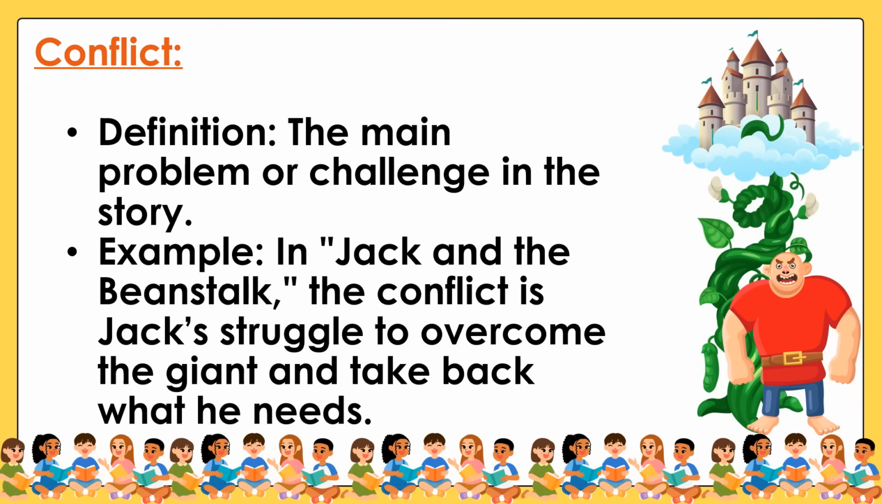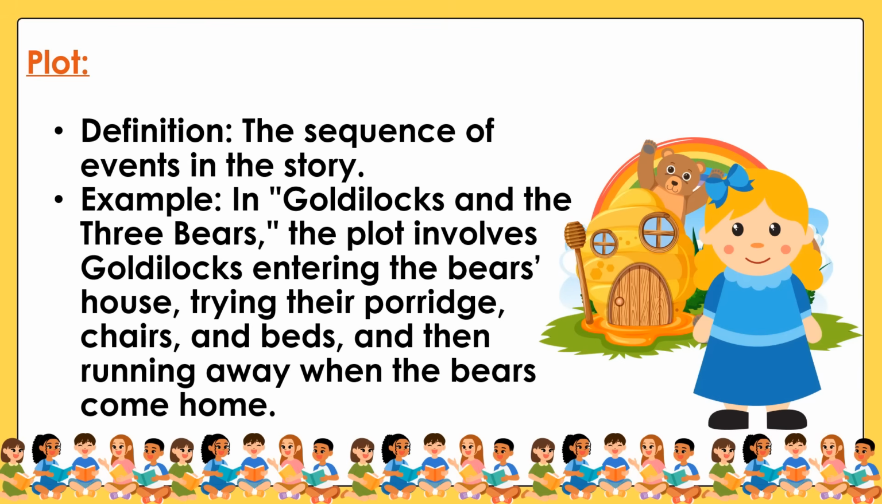Next, we have conflict. The main problem or challenge in the story. In Jack and the Beanstalk story, the conflict is Jack struggles to overcome the giant and take back what he needs. Plot: the sequence of events in the story. Example: Goldilocks and the Three Bears. The plot involves Goldilocks entering the bear's house, trying their porridge, chairs, and beds, and then running away when the bears come home.